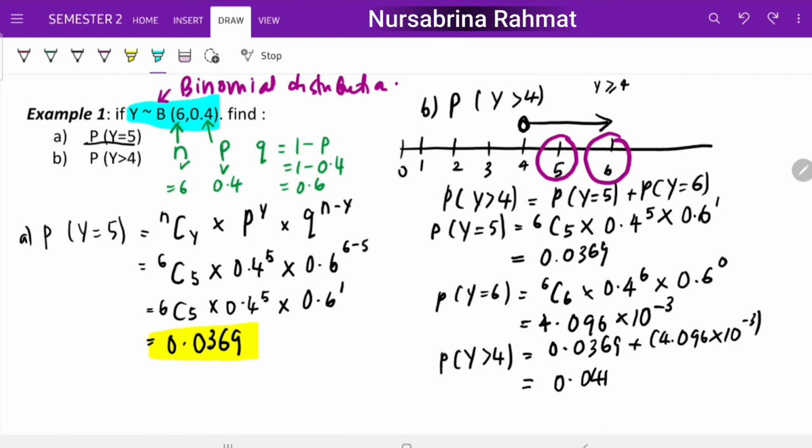Okay, so this is the value of probability when your y is greater than 4, which is equal to 0.041. Okay, so let's move on to another example, which is your example 2.